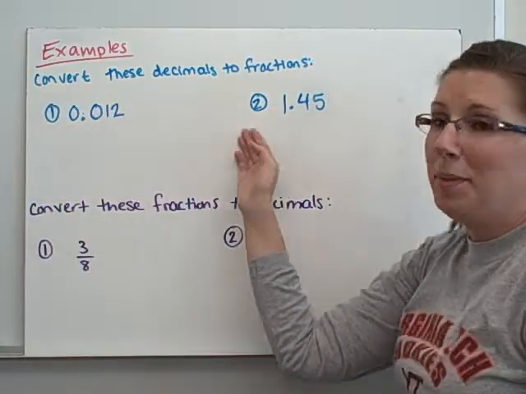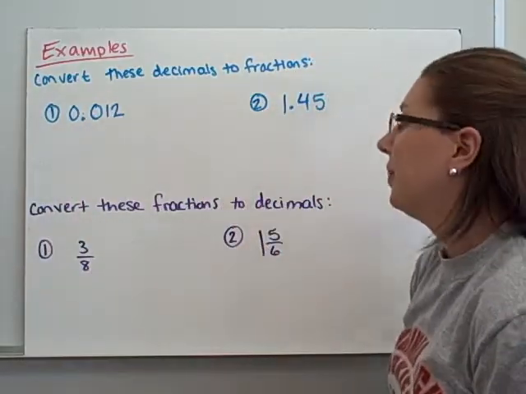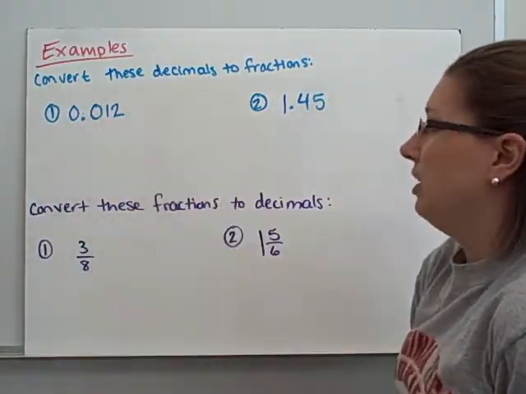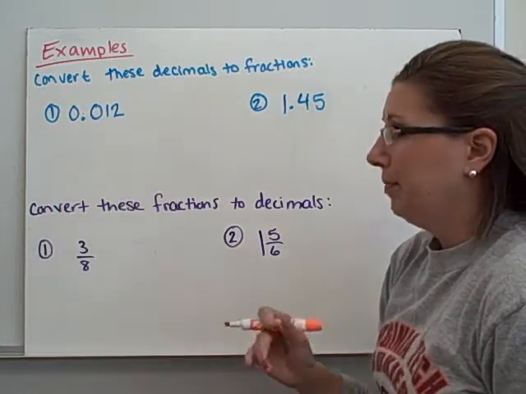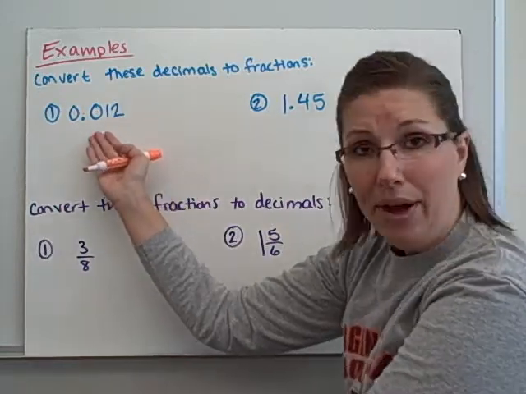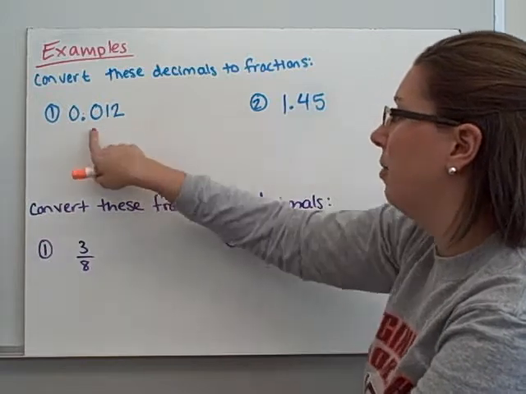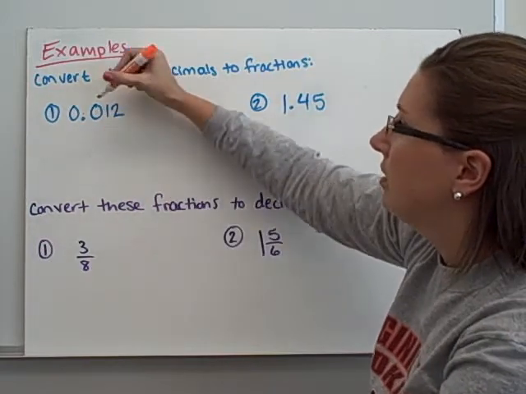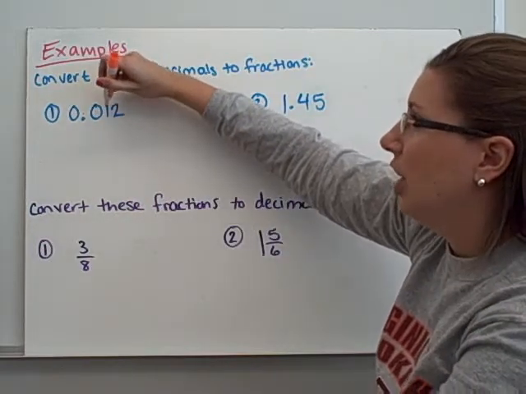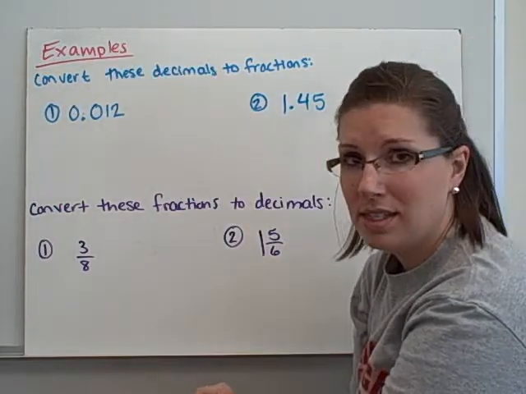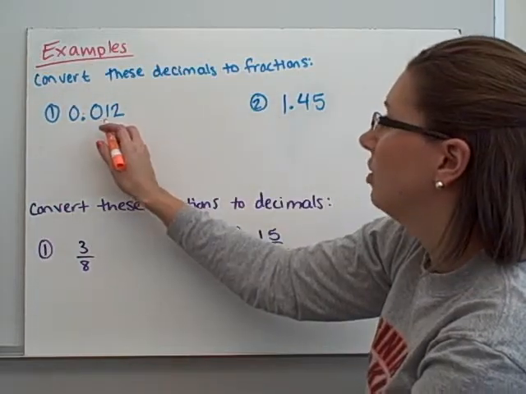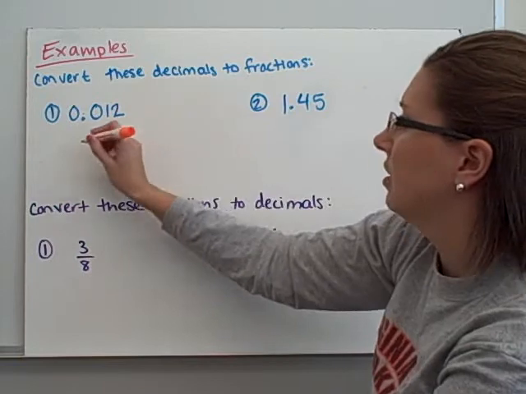Okay, I'm going to do a couple of these. So here we go. Convert these decimals to fractions. So remember, we had to say this out loud, and that was our big tip here. So this is the tenths place, hundredths place, thousandths place. So this is called 12 thousandths.